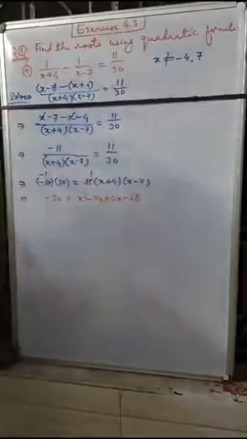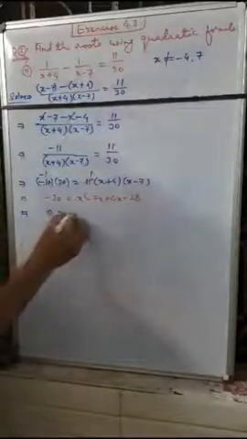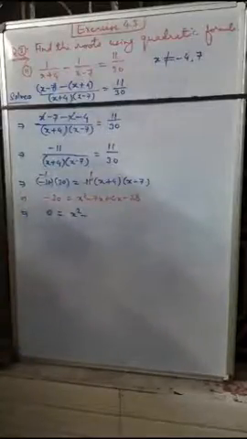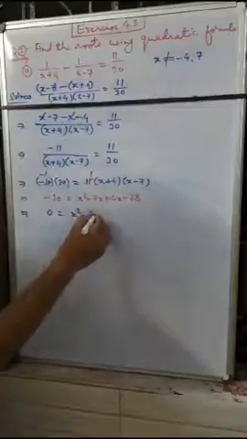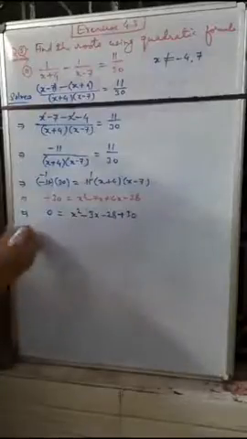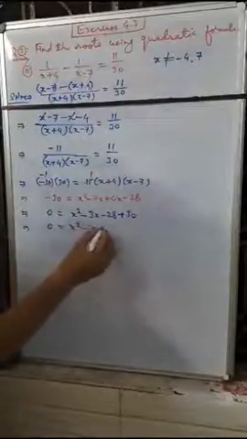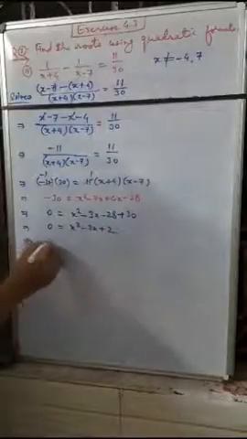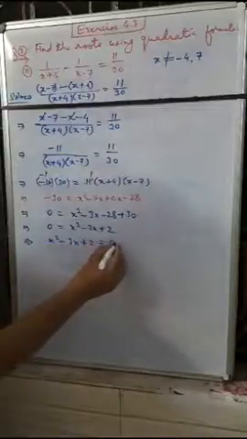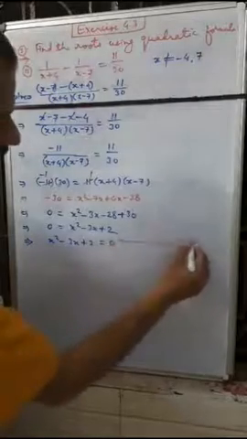Now we can transfer minus 30 to the right hand side, so we will get 0 on the left. So x square minus 7x plus 4x, which is minus 3x, and minus 28 plus 30. Now the equation is reduced to standard form: x square minus 3x plus 2 is equal to 0. We can call it equation number 1.